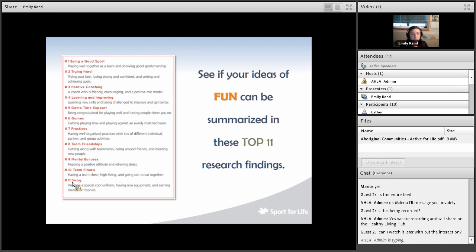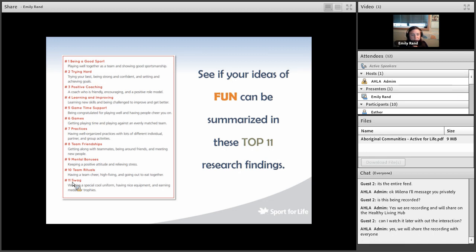That's a good point there. Team friendships, mental bonuses, so really keeping a positive attitude and relieving stress. That is fun for people. They come to your program and all the worries of their day or their work, if you're working with adults, or for kids, maybe it's a safe environment that they can come to. Just being able to be there in a safe environment is really fun for them.